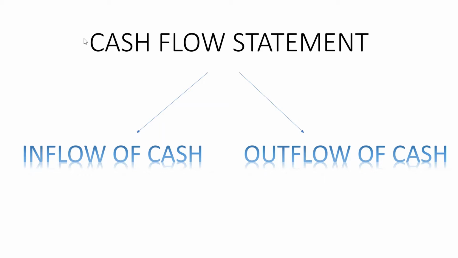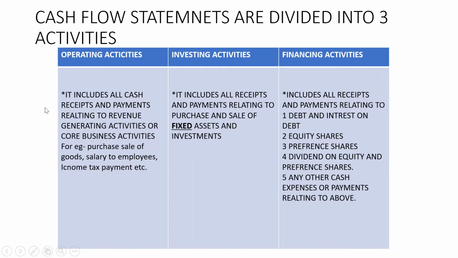A cash flow statement shows the inflow and outflow of cash through various business activities. Now these activities are divided into three parts: operating activities, investing activities and financing activities. Operating activities include all the receipts and payments relating to revenue generating activities or the core business activities. For example, purchase sale of goods, salary to employees, income tax payment, etc.